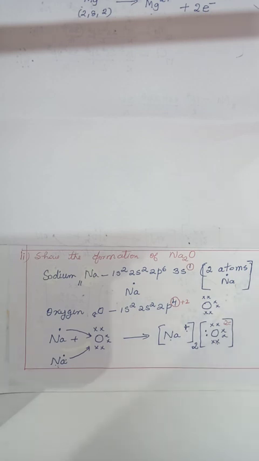Learn these dot structures. Learn to write the formation of magnesium chloride, sodium chloride, magnesium oxide, sodium oxide. It is important for 3 marks.